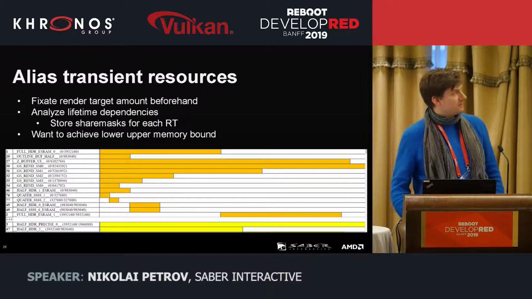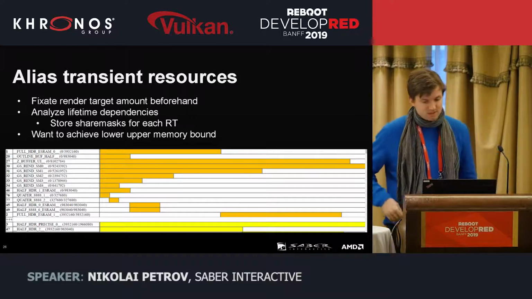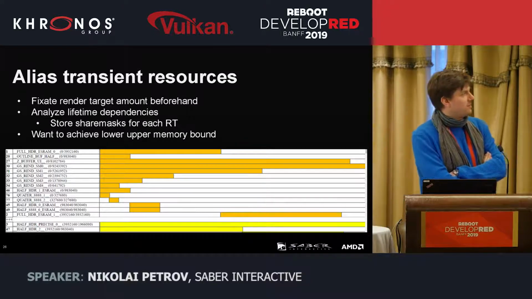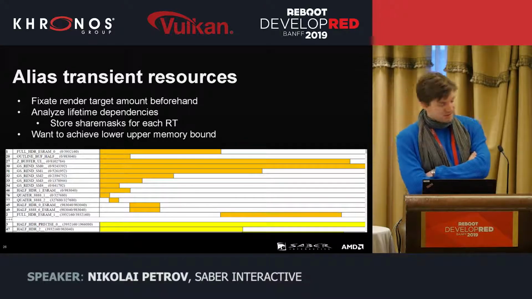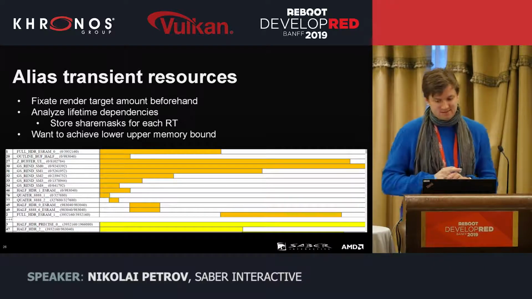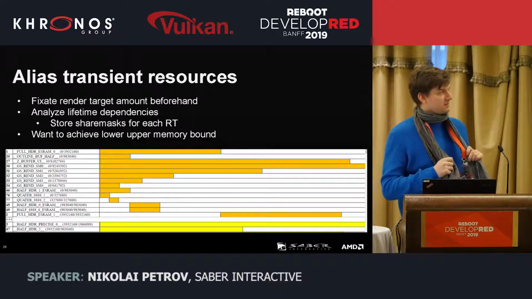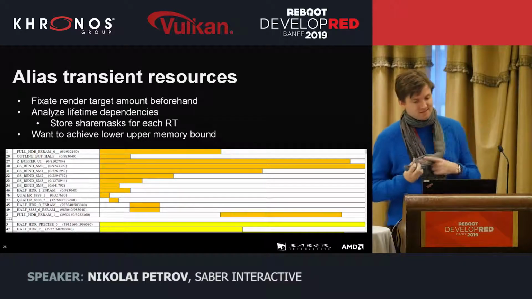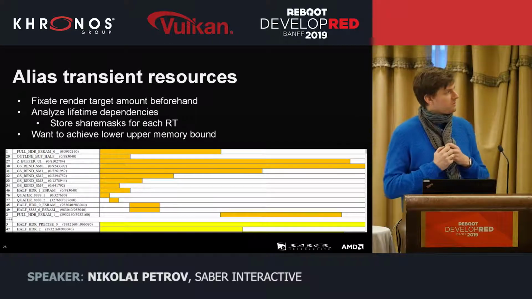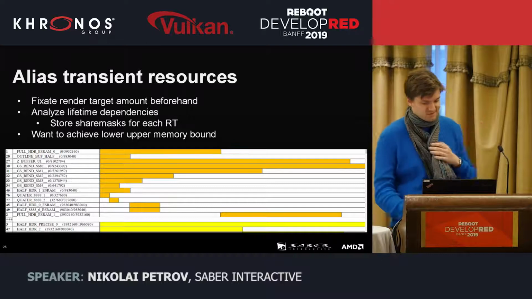In Saber, we use a fixed number of render targets per frame. So it's obvious that some of them are used only during part of the frame. So we can easily save some memory by aliasing resources which are not used at the same time. First, we collect some in-game statistics about the targets' lifetime dependencies. After that, we mark each target with a special bit mask where the collected information is stored.